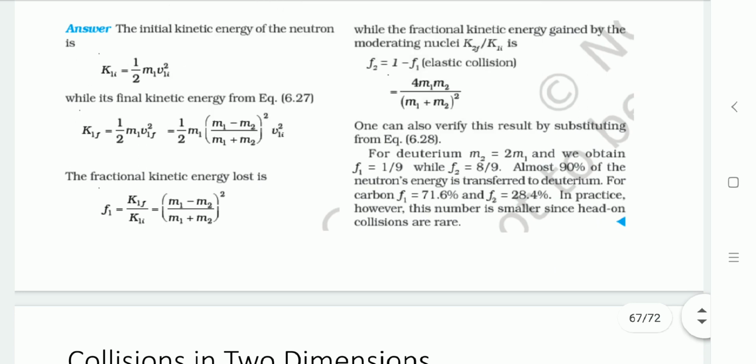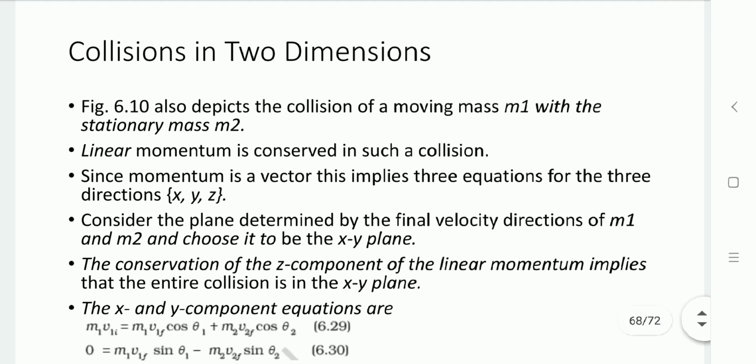Now let us go through the collision in two dimensions. In the earlier diagram we defined that during the collision m1 is moving with the initial velocity vi and m2 is stationary. Then after the collision they are both moving in different directions. In this case linear momentum is conserved during the collision.